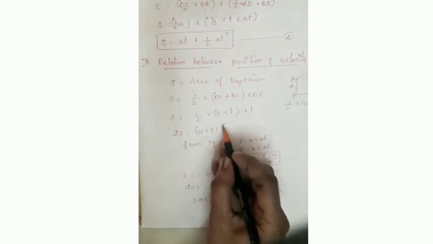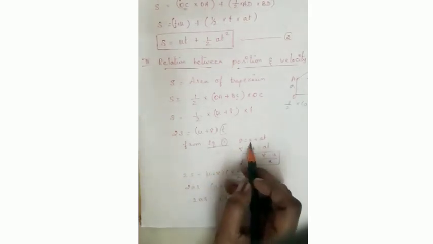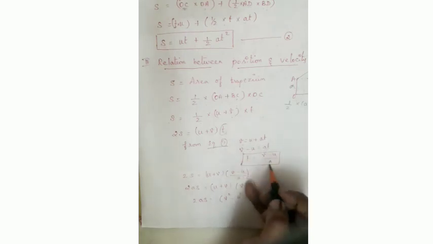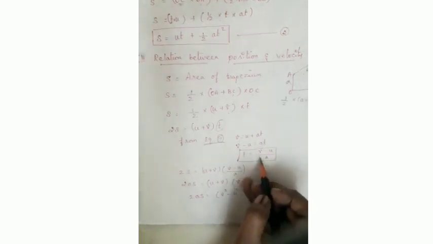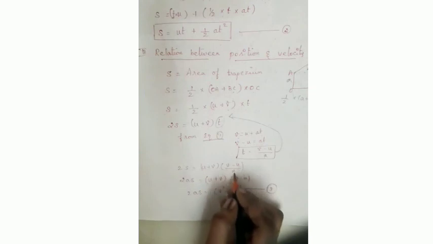Now, instead of t, we are going to substitute a value by using the first equation of motion. What is the first equation of motion? v is equal to u plus at. First I take this u to the left-hand side, it becomes minus. So v minus u is equal to at. We need to find only the t value, so take this a to the left-hand side, it becomes a division. So finally from equation 1, we get t is equal to (v minus u) by a. Apply this value here. What do we get? 2s is equal to (u plus v) into (v minus u) by a.